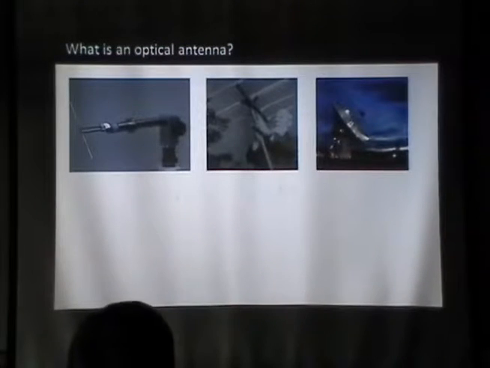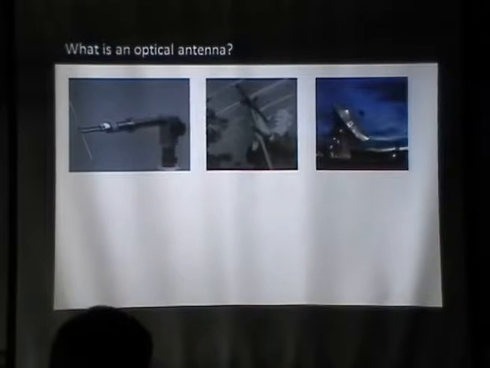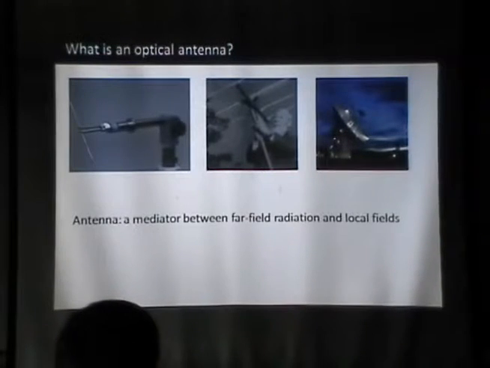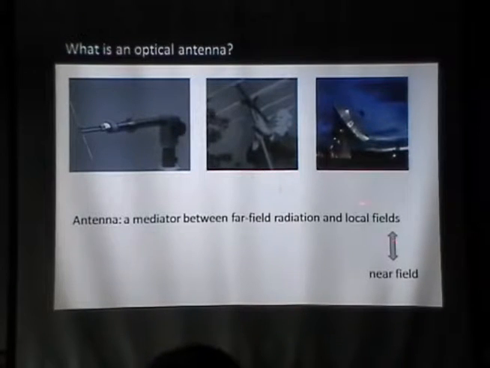So what is an antenna? What is an optical antenna? You know antennas from common life, they have diverse designs, but in all cases an antenna is a mediator between far field radiation, between propagating radiation and local fields. That's what an antenna is. And these local fields, in optics we call them near fields.